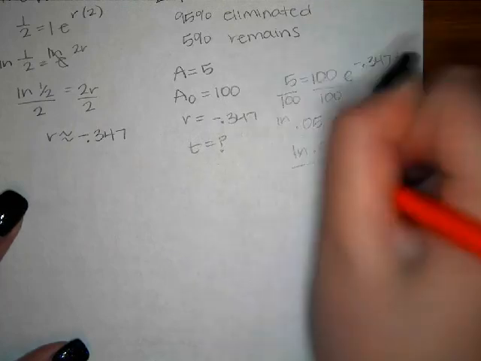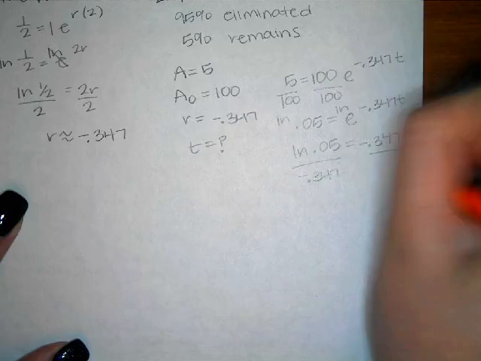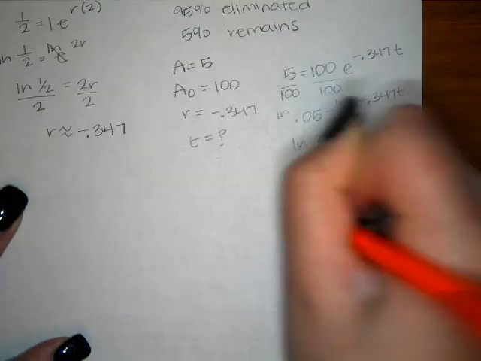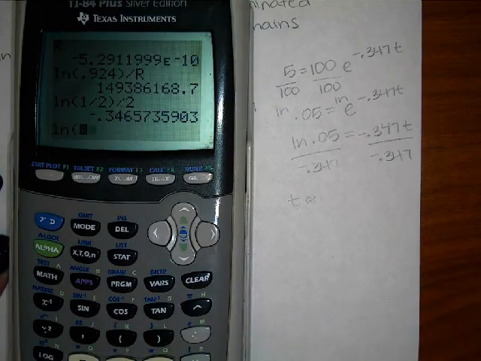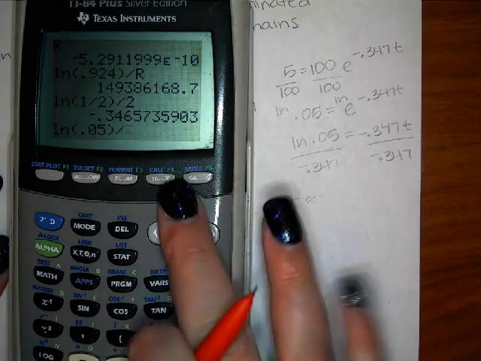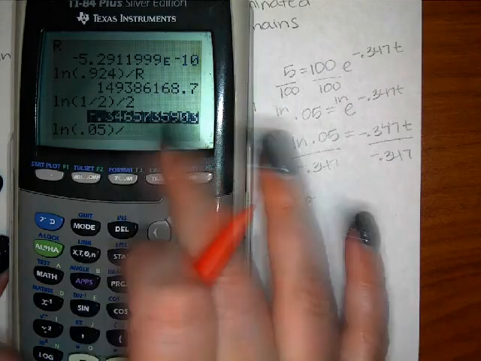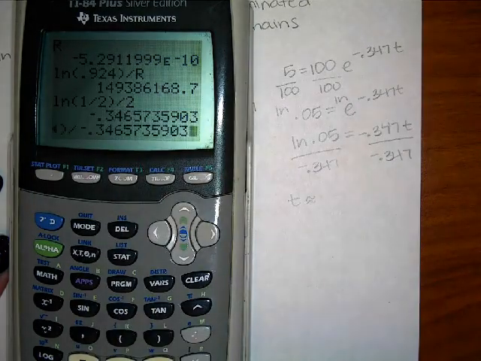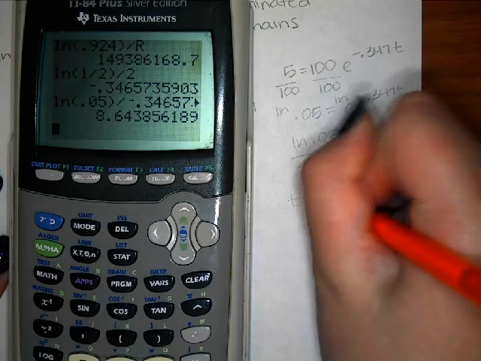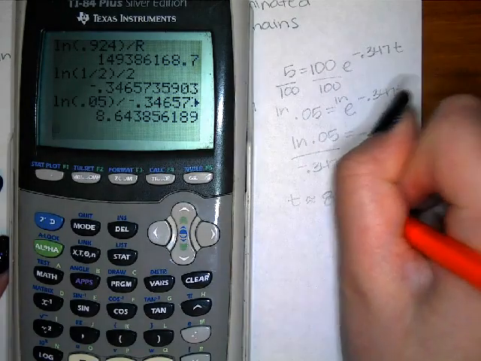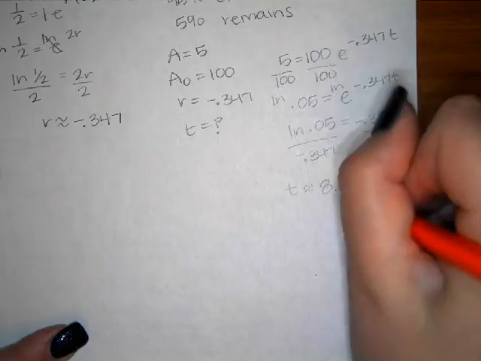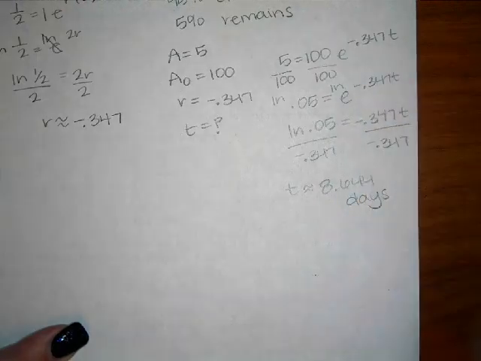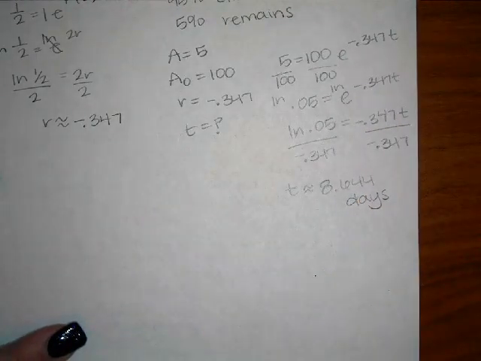Okay, so ln of 0.05 divided by, and I'm going to go up here, get it highlighted, and press enter. So I'm just copy pasting that. 8.644. And this was in terms of days. That's the context from the problem. I know it's days and not years because the original problem said 2 days. So it would take 8.644 days for 95% of that dose to be eliminated from the man's body and for 5% of that dose to remain in the man's body.